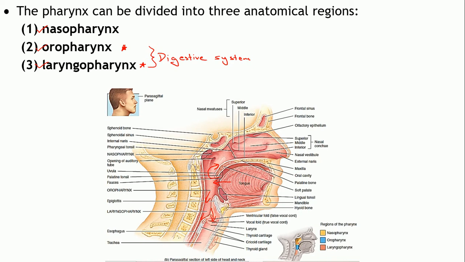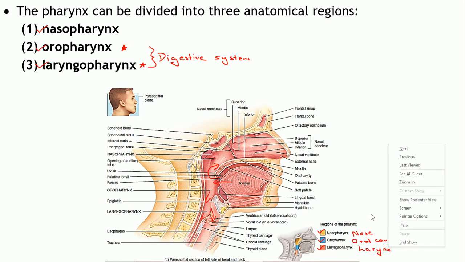These are also depicted over here. The one shown in yellow is the nasopharynx, the blue is the oropharynx, and the pink is the laryngopharynx. They are named according to which part they are associated with. Nasopharynx is associated with the nose, oropharynx with the oral cavity, and the laryngopharynx with the larynx. Okay.